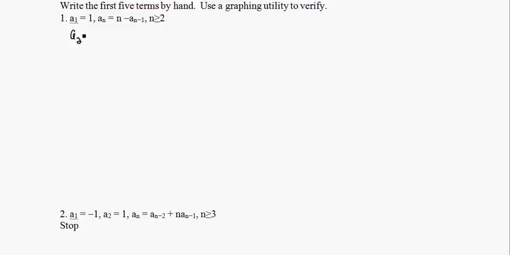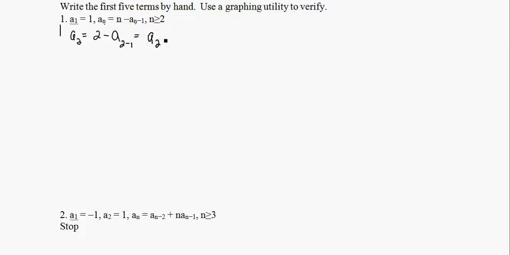Therefore, a sub 2 is equal to, wherever I see n, I put a 2. So a sub 2 is equal to 2 minus a sub 2 minus 1. Oops, sorry, that should be n. So this is n, and that is 2. We already know that. So 2 minus the first term, which is 1, equals 1.